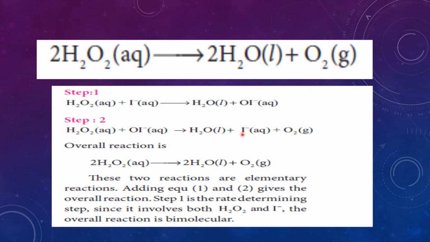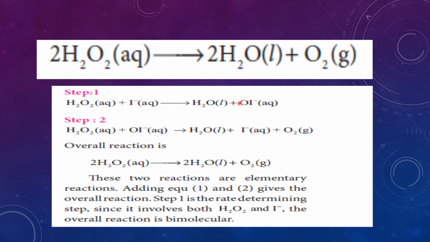It gives H2O liquid plus I2 in aqueous medium, then O2 as a gas liberation. This is the overall reaction: 2H2O2 gives 2H2O plus O2 gas. In step 1, only one hydrogen peroxide molecule takes part in the reaction in the presence of the iodide catalyst.